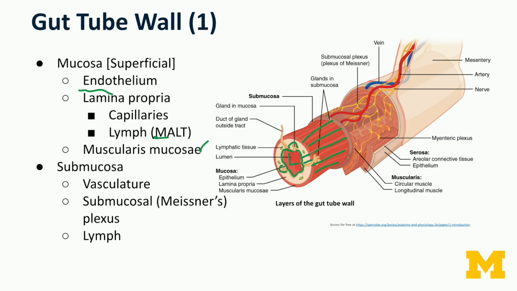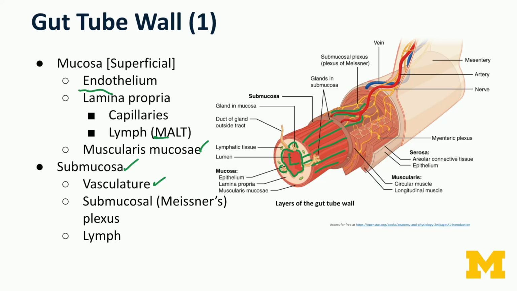Deep to the mucosa is a rather important layer. They're all important, but a layer near to my heart, the submucosa. The submucosa is where the bulk of the neurovasculature, so nervous tissue and blood vessels, are found. So arteries and veins that are responsible for feeding into and draining those capillary beds are going to be very heavily distributed in this submucosa.